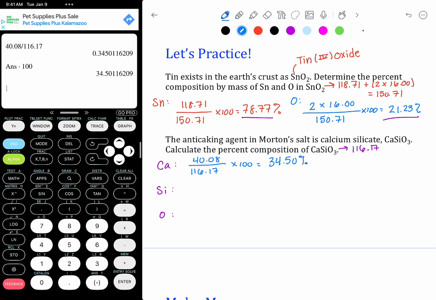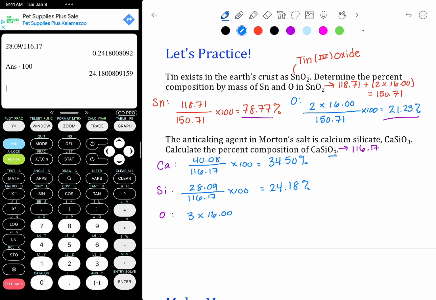For silicon, again, there's just one of them, so we just take its mass, 28.09, and divide it by the total mass of 116.17, multiply it by 100, and we get 28.09 divided by 116.17, multiply by 100 to make it a percent, and we get 24.18%.